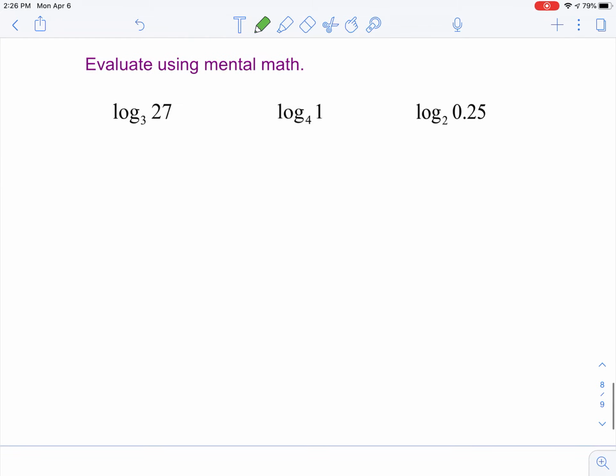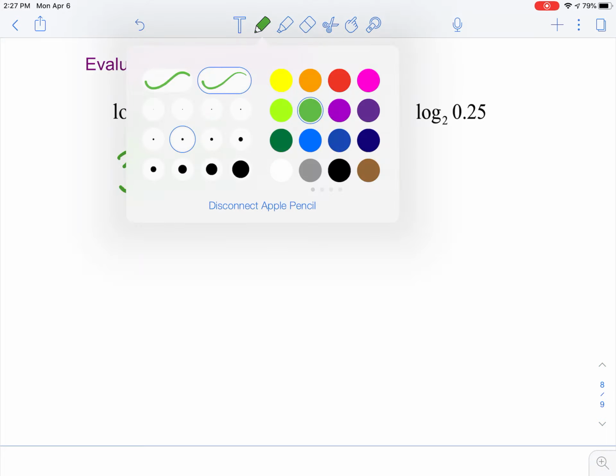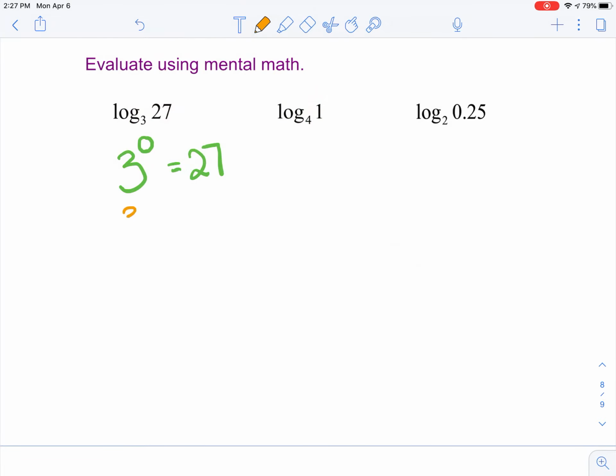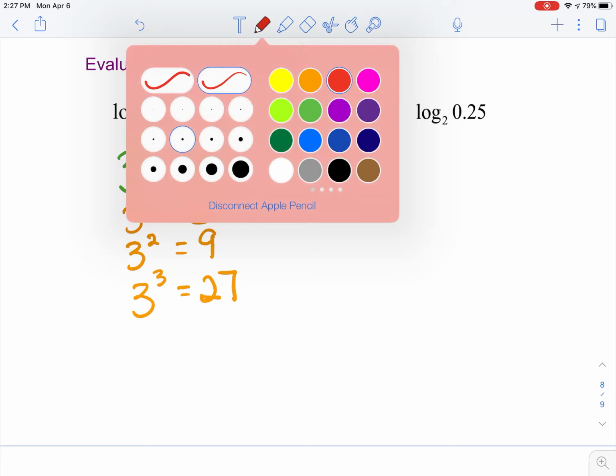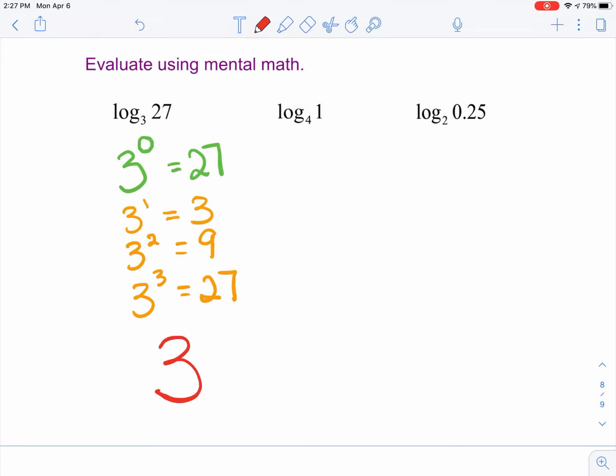All right, last but not least, we're going to do some mental math. I'm going to take 3 to some power equals 27. So you need to think, well, 3 to the first is 3. 3 to the second is 9. 3 to the third is 27. So your answer is going to be 3.